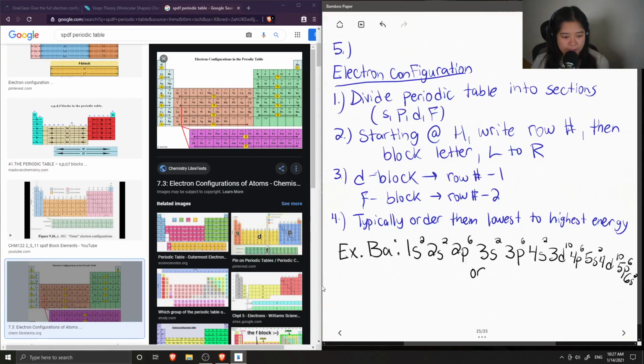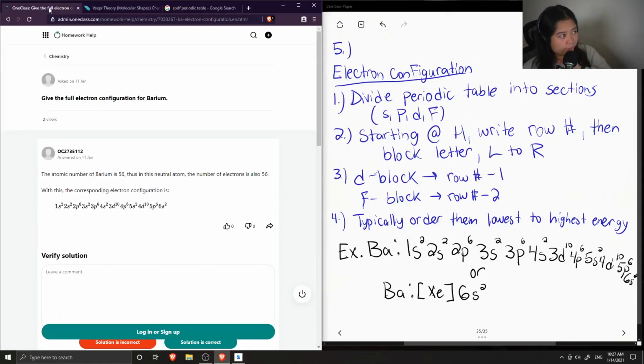And if we wanted to write the shorthand configuration, all you need to do is find the noble gas that comes right before barium, which in this case would be xenon, and you write it in square brackets. And then you continue on to write the rest of the electron configuration. So in this case, it would just be xenon 6s2. So it's much easier than writing the full electron configuration, but that's what the question asked for.